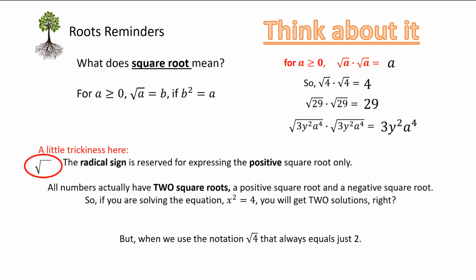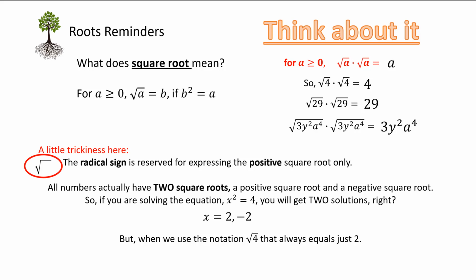Okay, so there's one little tricky part to this when you're solving algebraic equations, which you're going to be doing, polynomial equations, quadratic equations. Sometimes when you take the square root on both sides of an equation, you mean something different than this radical sign, this little check mark looking thing. That's called the radical sign, and it is reserved for expressing the positive square root of a number. So all numbers actually have two square roots.